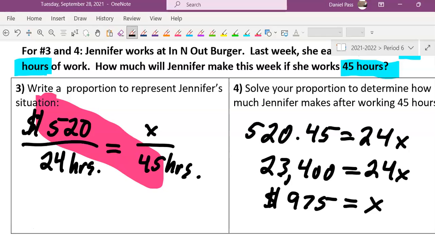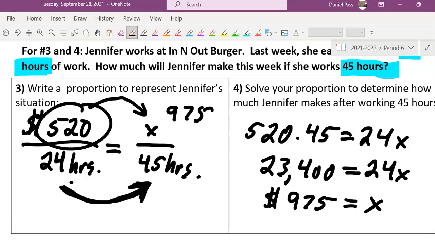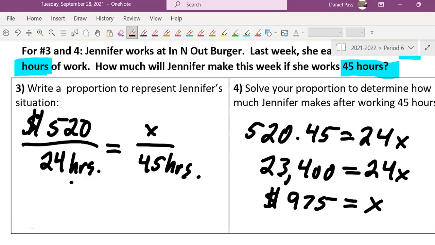Okay, we can check this to make sure that it makes sense. So how much bigger is 45 than 24? Approximately how many times bigger? Anybody? How many times bigger? 2. Yeah, it's a little bit less than 2 times bigger. So our answer here should also be a little bit less than 2 times bigger. And that's true because this would be a little over 1,000, so it's a little under 1,000. So you can check it to make sure your answer makes sense. Alright, Steak.